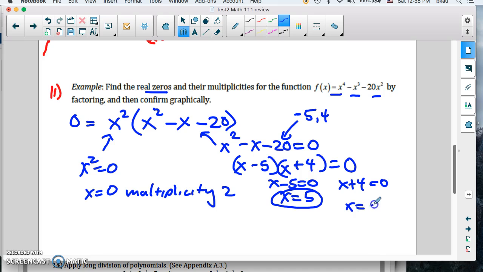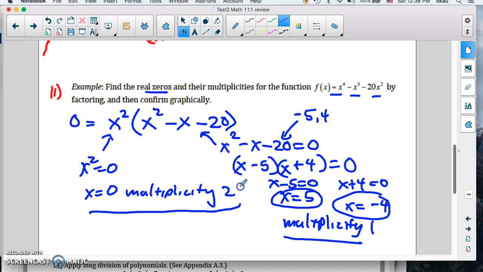So x equals -4. These are multiplicity 1 because there aren't any squares on this. So basically you have 4 zeros. 0 is a 0 twice, and 5 is a 0 once, and -4 is a 0 once.